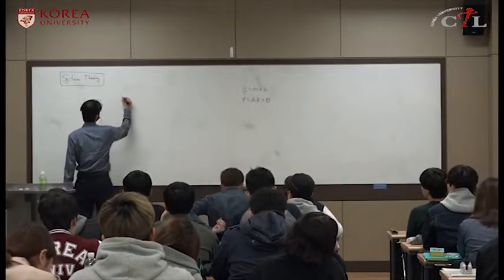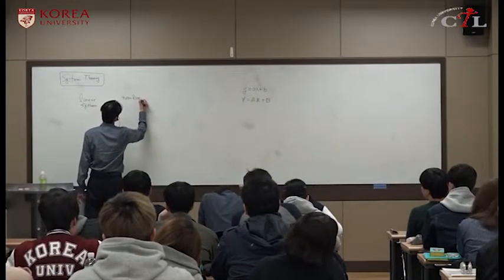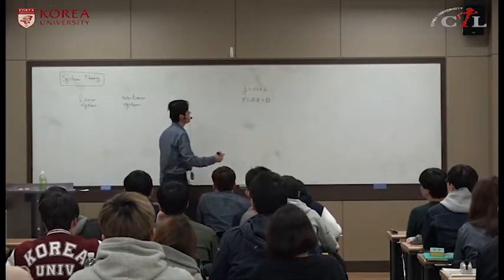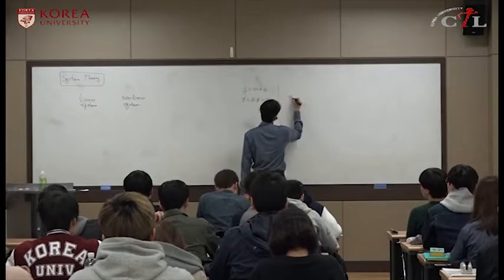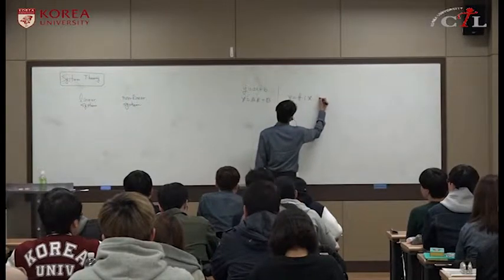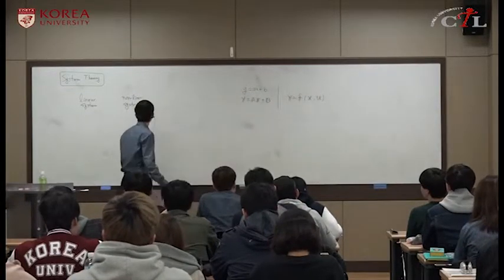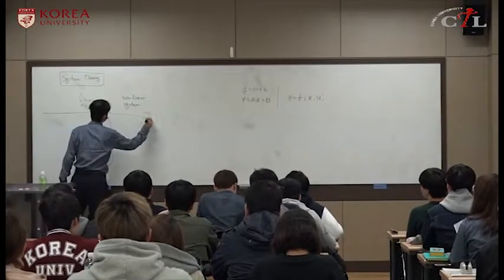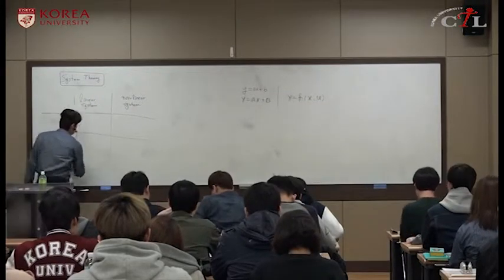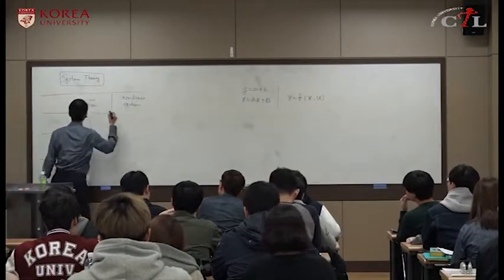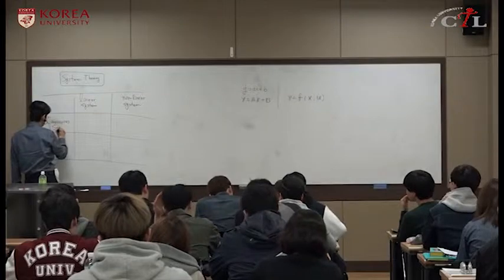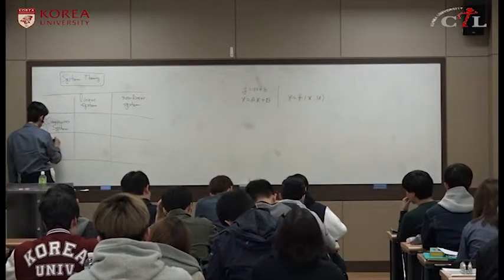And other systems are nonlinear systems. Nonlinear systems are complex and complicated. So in general, we write y equals a function f of x and whatever other variables. So one category is linear or nonlinear system. The other category is continuous system or discrete system.